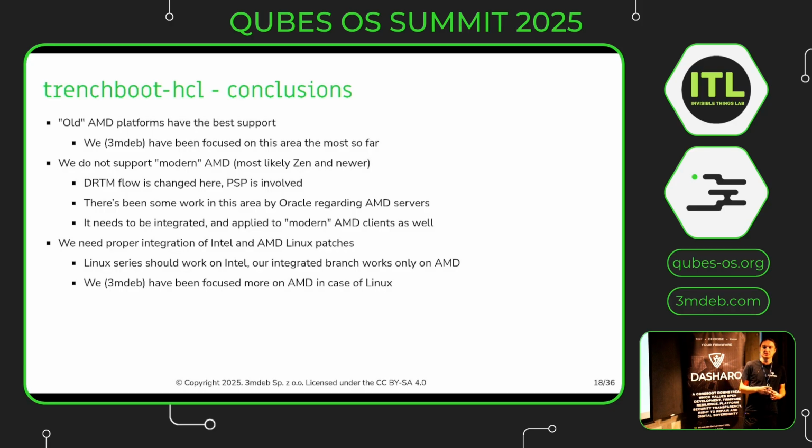There is a Linux TXT series on the Linux kernel mailing list, which I suppose works on Linux because it's tested by the person who contributes it, but in our case it doesn't, so maybe we don't use the latest one, or maybe our AMD changes introduce some Intel breakage. But the essence is that the integration we have right now doesn't work on Linux on Intel. Yeah, because we've been mostly focused on AMD, and Intel Linux was mostly on Oracle's side.